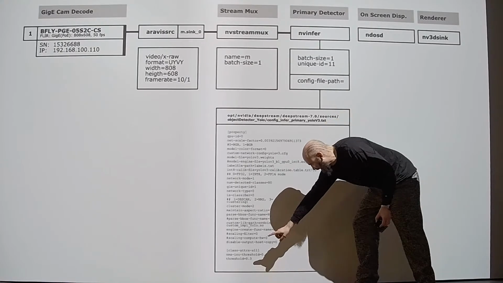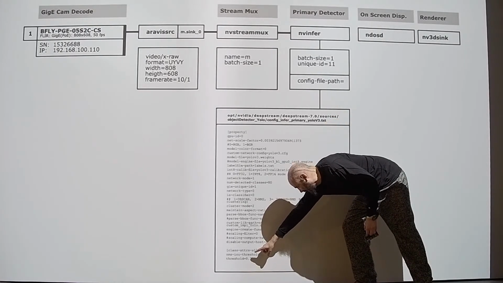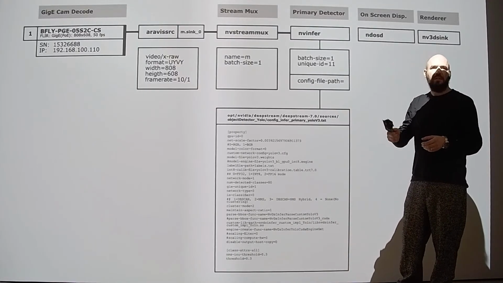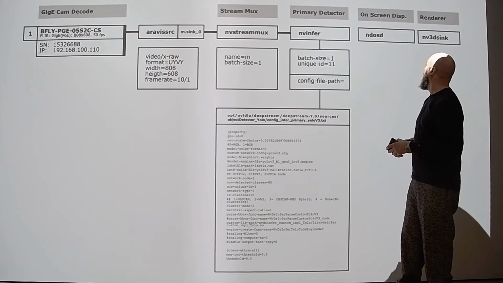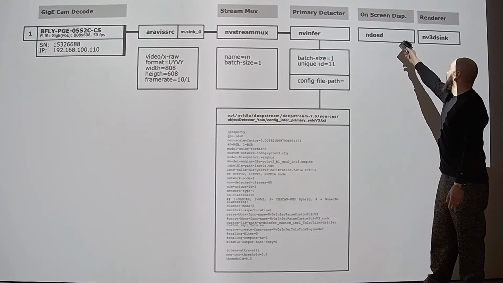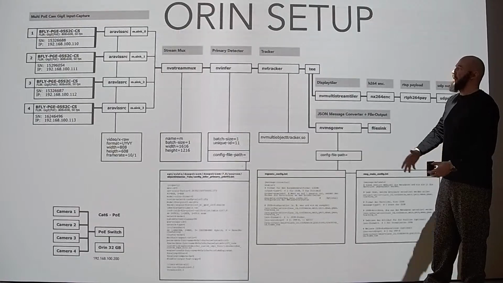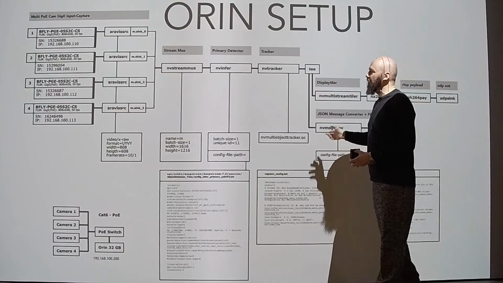And what you see down here, this is quite interesting. So this defines the threshold. This is the minimum threshold level that it's getting classified. And this is then the on-screen display and a render. So next, please. And this is the whole structure for the Orin setup. This was just an example.